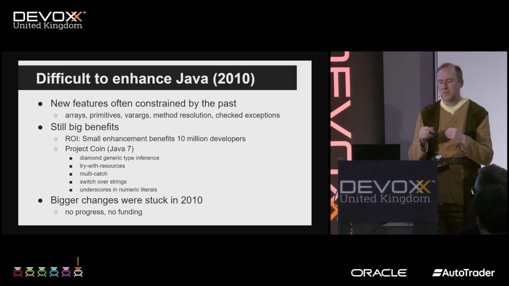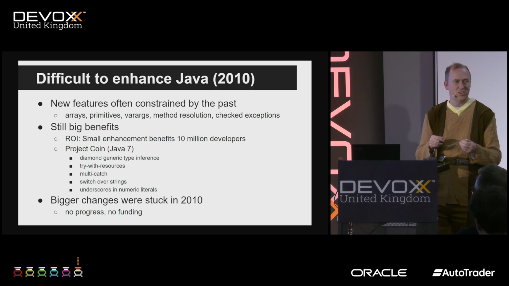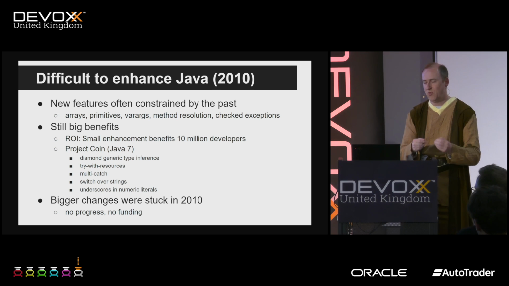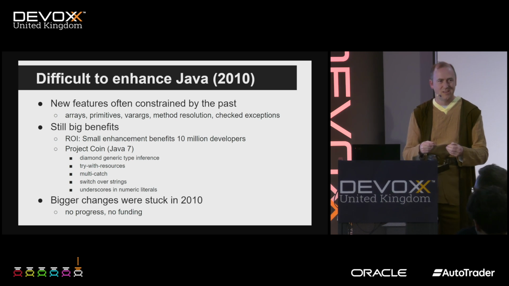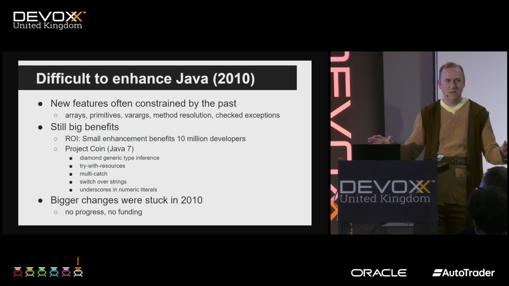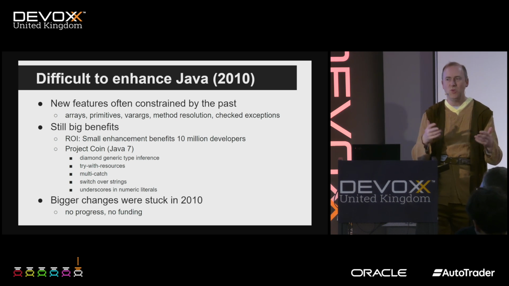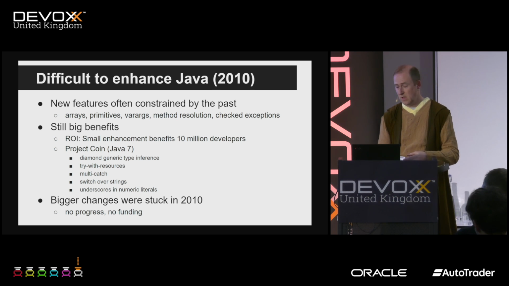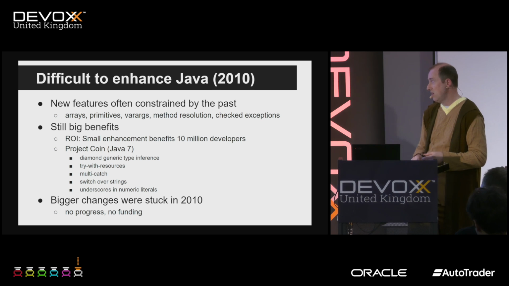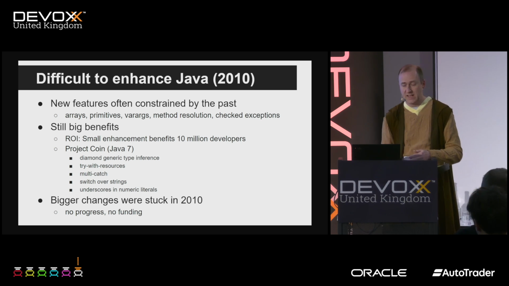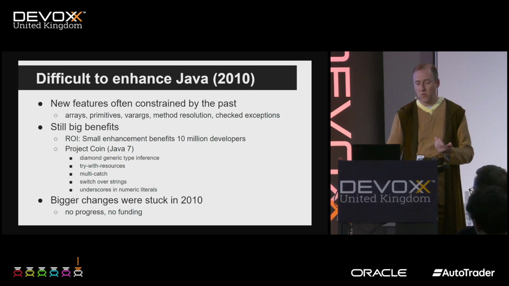But the point was that if you've got 10 million developers using Java, any change you can make that is positive in productivity terms is good, because that benefit applies to so many people. As a whole community, as a whole programming world, it's a huge step forward. And so there were some step forwards. Try with resources, multi-catch, not big ones. Java 7 wasn't massive, but it was stuck. Java was stuck at that point.